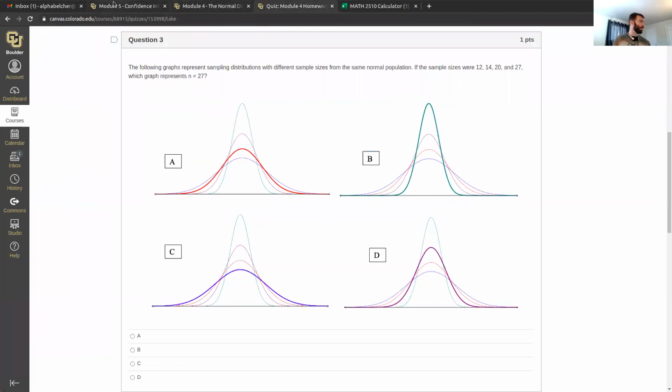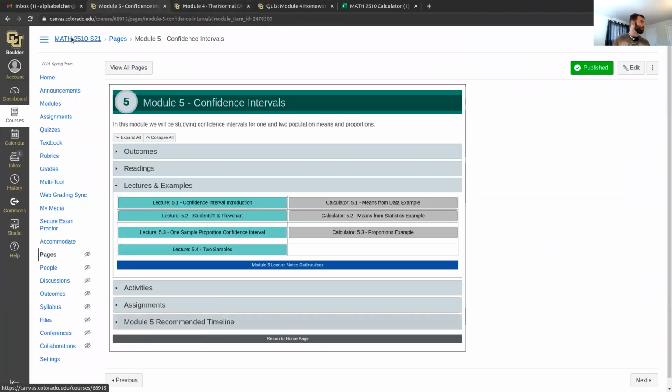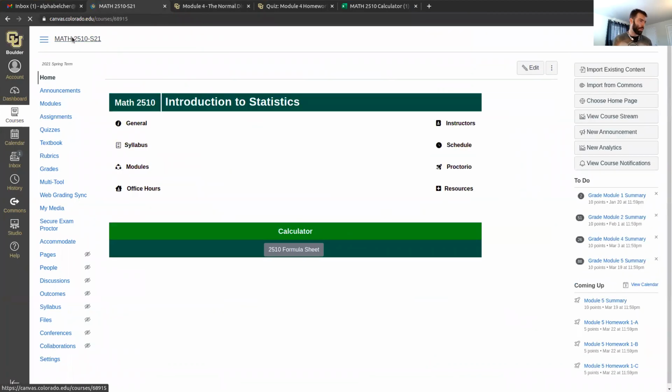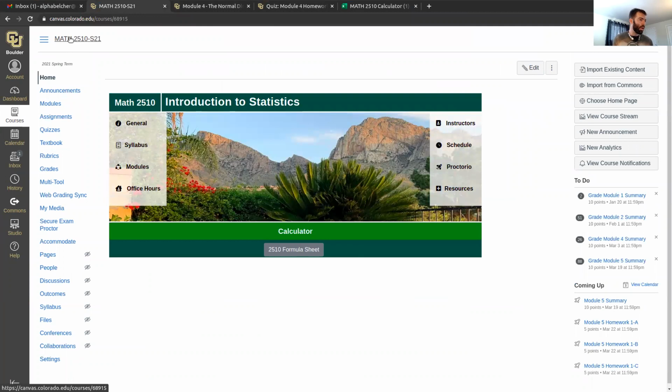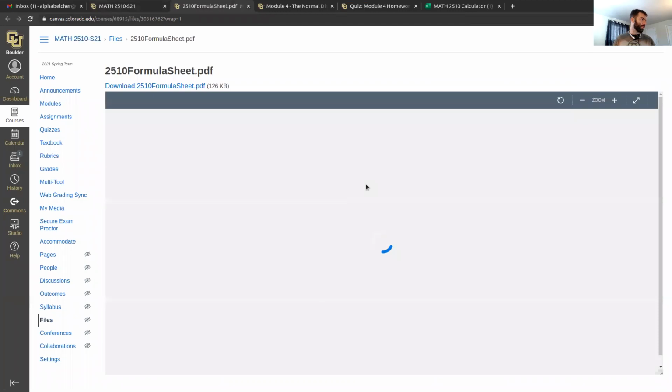And what do we want on Canvas? The other thing that might be good for you guys to get in the habit of just having open whenever you're doing activities, homework, anything like that, formula sheet. Going to come in handy for a lot of problems. So let's go ahead and click on that and get that open in a tab just for a quick reference.